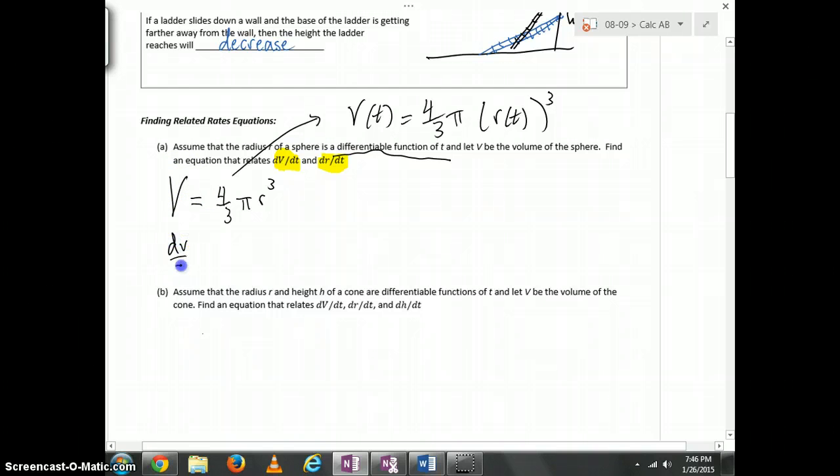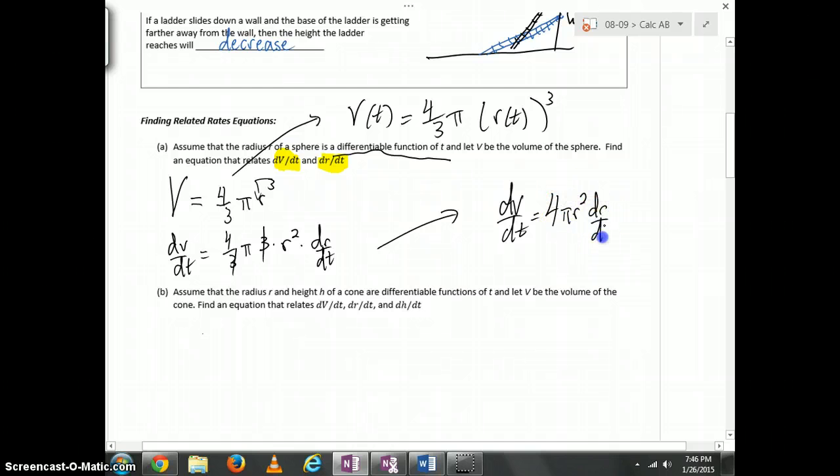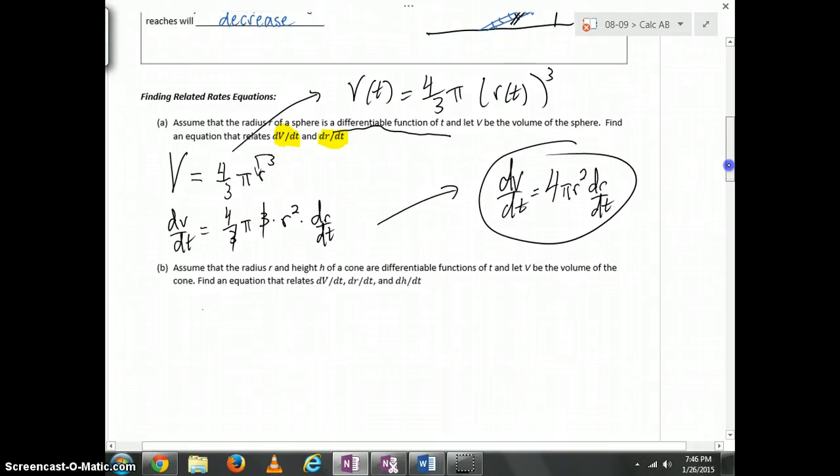Very simply, we'd get dV dt. On this right side, well, look, just slowly dropping this down, we can bring down the 3. We'd get r squared, but then we take the derivative of the inside. We get our dr dt. The 3 and this 3 down below cancel out. Final answer would be dV dt equals 4 pi r squared dr dt. So we've got these rates of change coming into play.